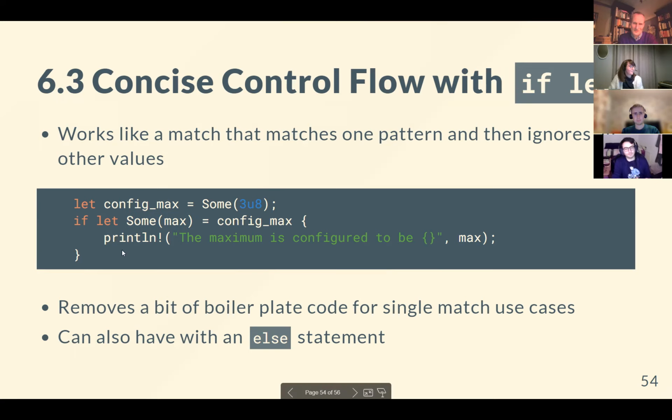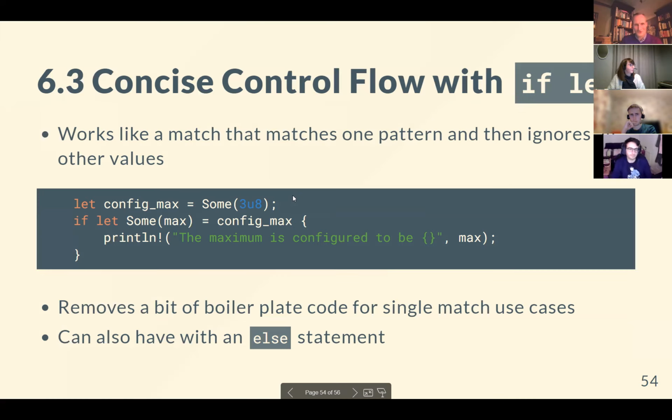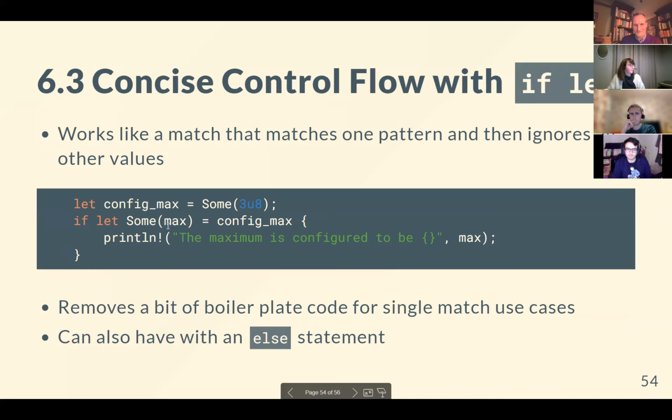So the some max in there is the bit that would be at the top of the match. The config max is what would be on the left-hand side of the arrow in the match. And then the print line is what would be on the right-hand side. So yeah, no, the other way around. So some max is our pattern. Config max is the thing that we're matching against. So dice roll is config max. Yeah. 3 is some max.